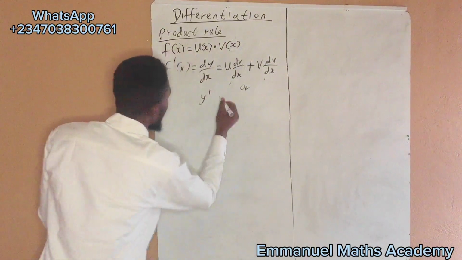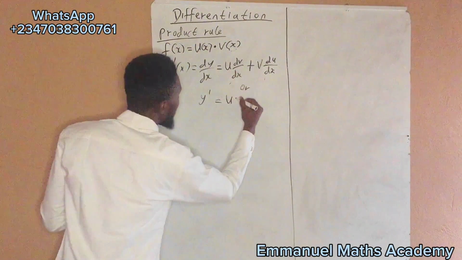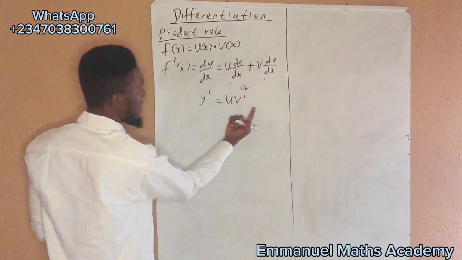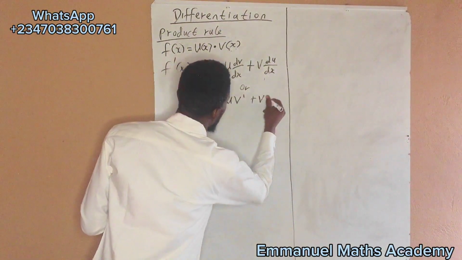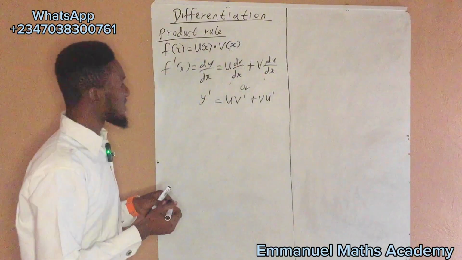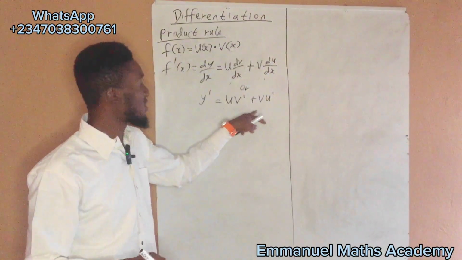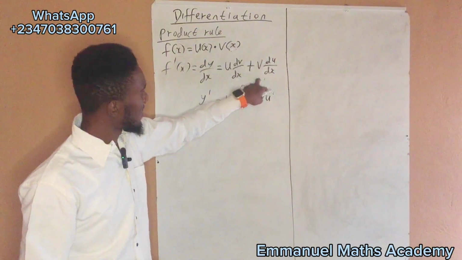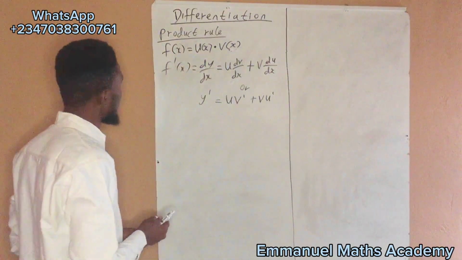This can also be written as y prime equal to what? Keep u, then differentiate v with respect to x, which is v prime. This prime here means differentiation, plus keep v, differentiate u with respect to x. But while using this, bear in mind that both u and v are functions of x. Make use of this for easy understanding.